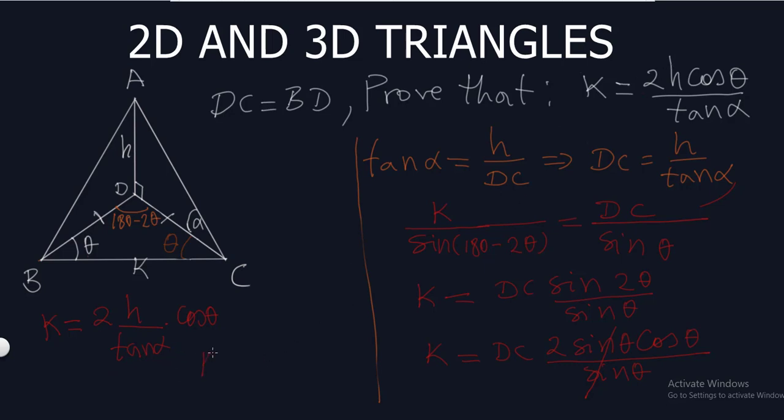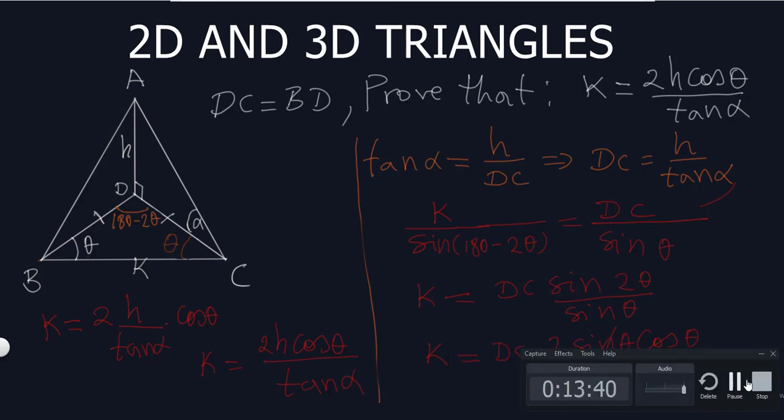If you want to write it more nicely, you'll say 2h cos theta divided by tan alpha. So we used two methods to solve this triangle, which is not a right isosceles triangle. We used the cosine rule and the sine rule. So this is how you solve a three-dimensional triangle. We will come with more exercises next time.